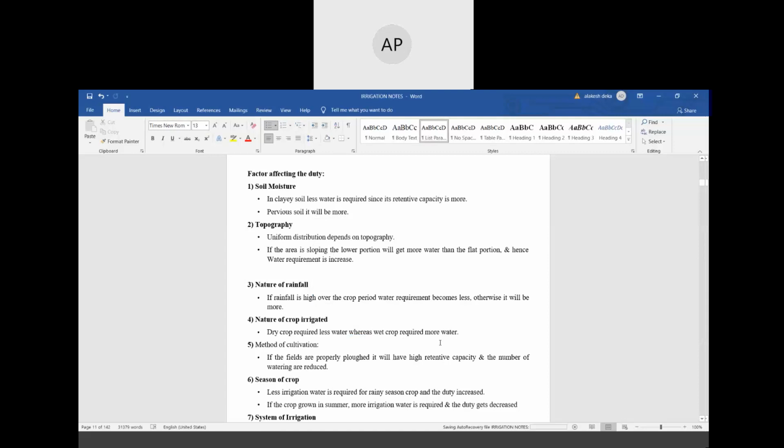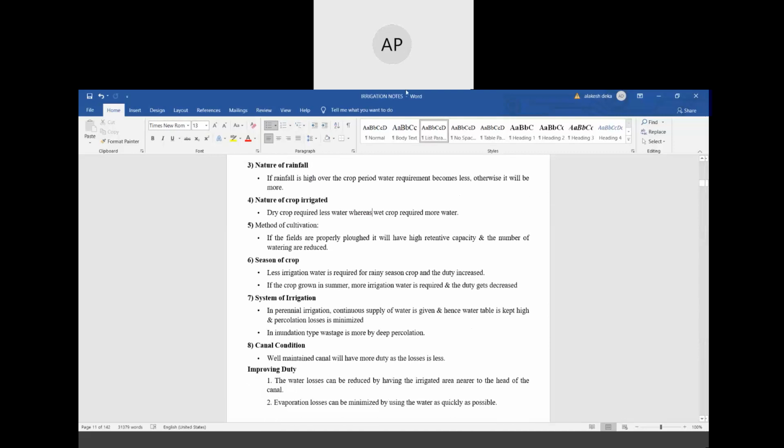Whereas wet crops require more water. Nature of crops irrigated: dry crops require less water, whereas wet crops require more water. And next is method of cultivation.